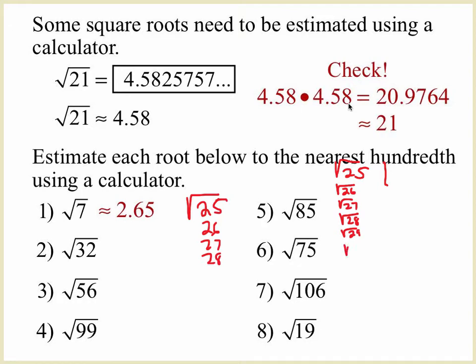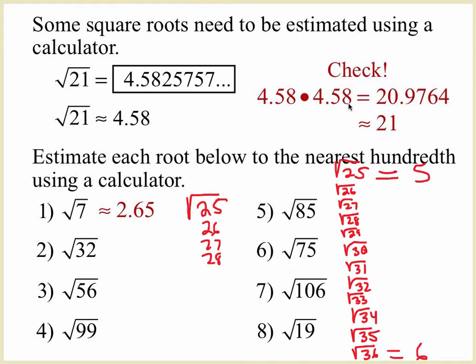square root of 30, square root of 31, square root of 32, square root of 33, square root of 34, square root of 35, square root of 36. So one way that questions may be asked is, what two integers does the square root of 32 fall between? And in that answer, you would say between 5 and 6.